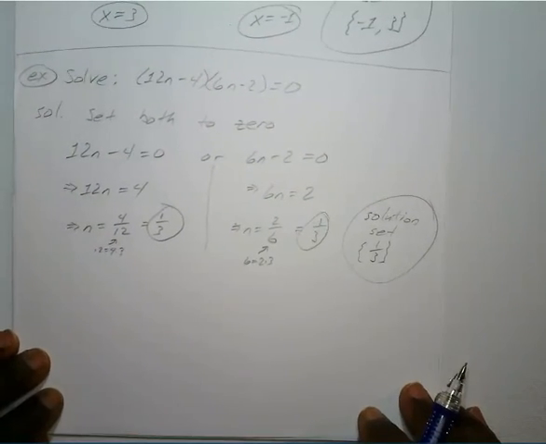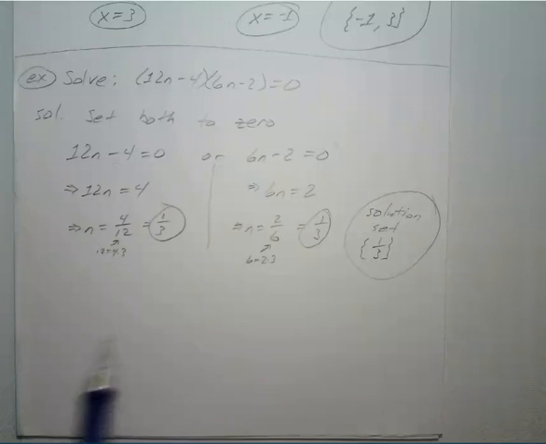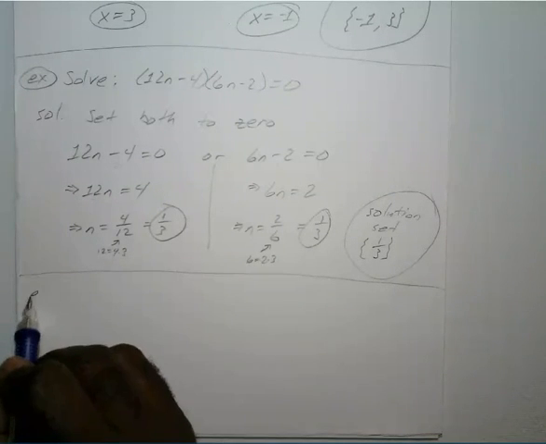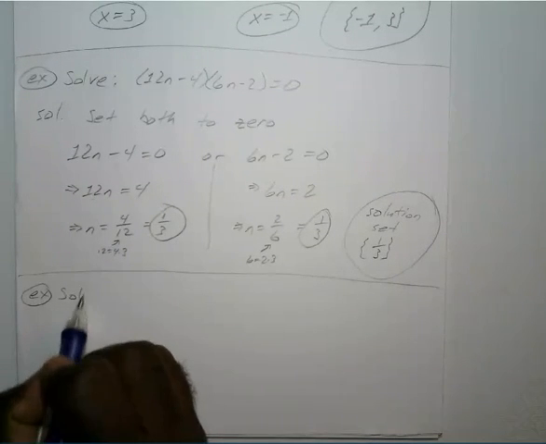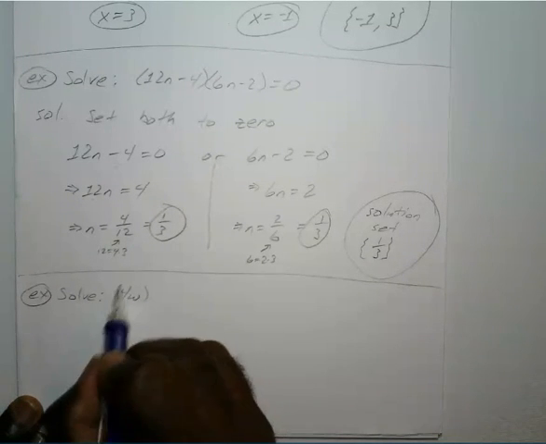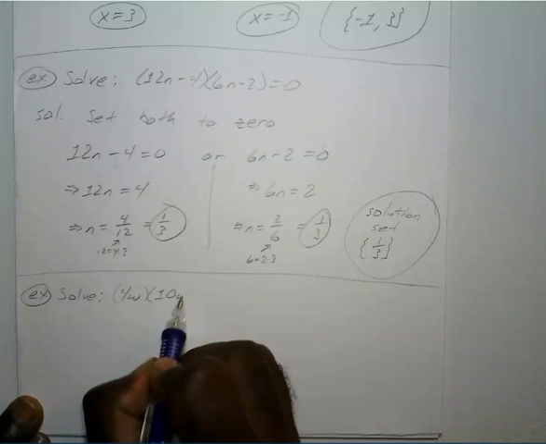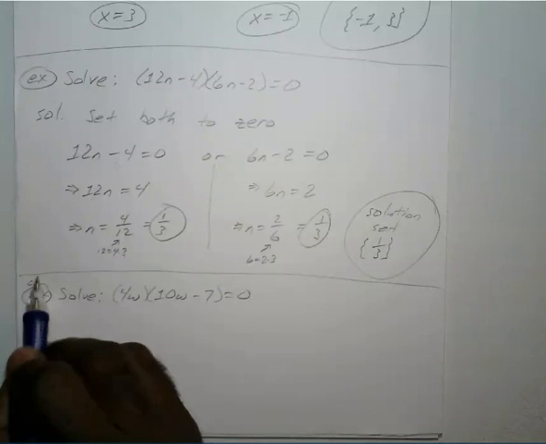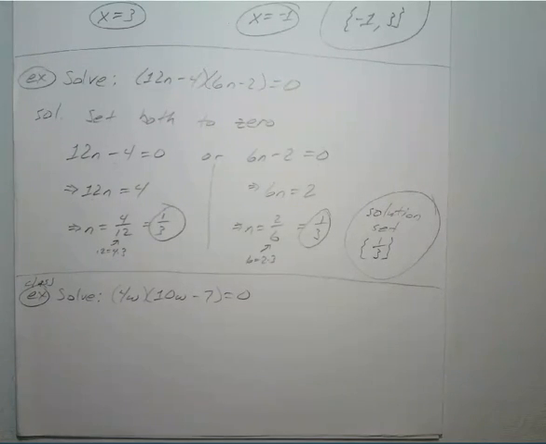Alright, so let's say for our next example, we wanted to solve 4w times 10w minus 7 equals 0. For this one, I want you to go ahead and press pause and work this one out on your own.